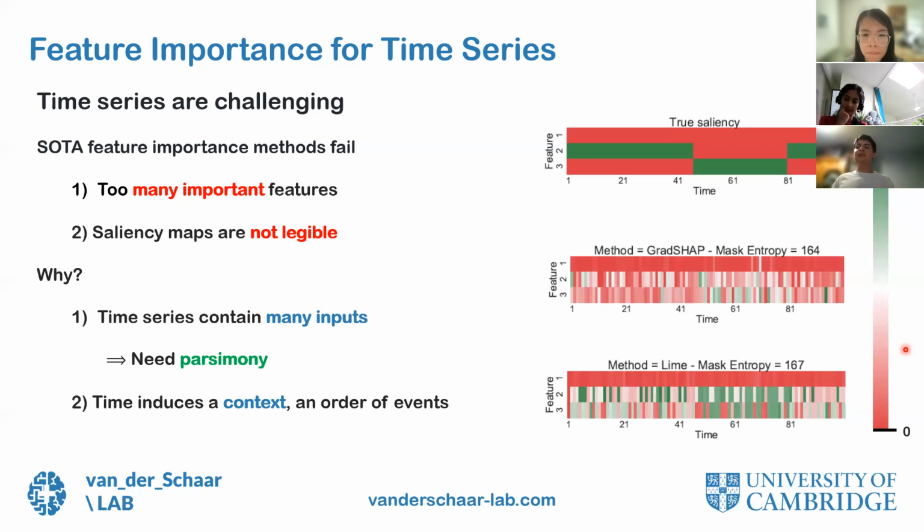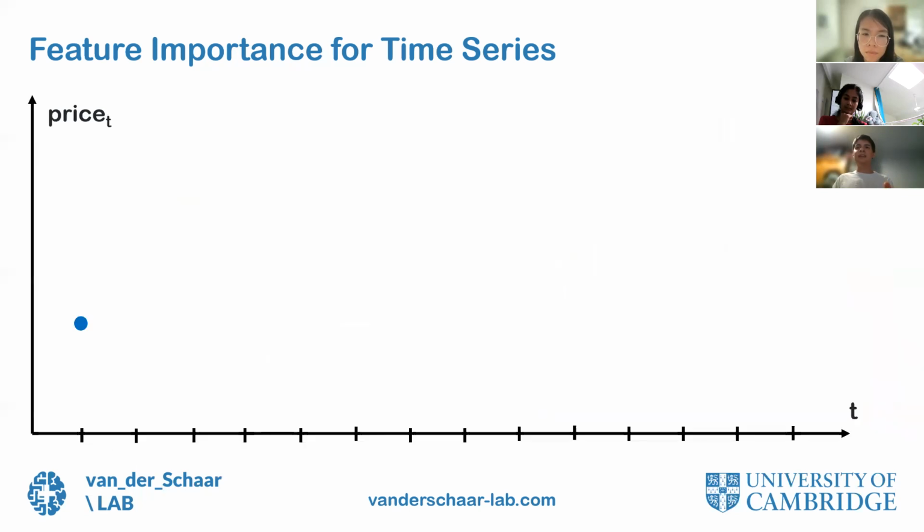This method that I have presented here doesn't take this order into account. This is probably the reason why they don't work very well in the time series setting. So maybe it is useful to consider a concrete time series to illustrate what I mean by time context, because I'm using this word a lot. So now I'm going to give an example to precisely define what I mean by that.